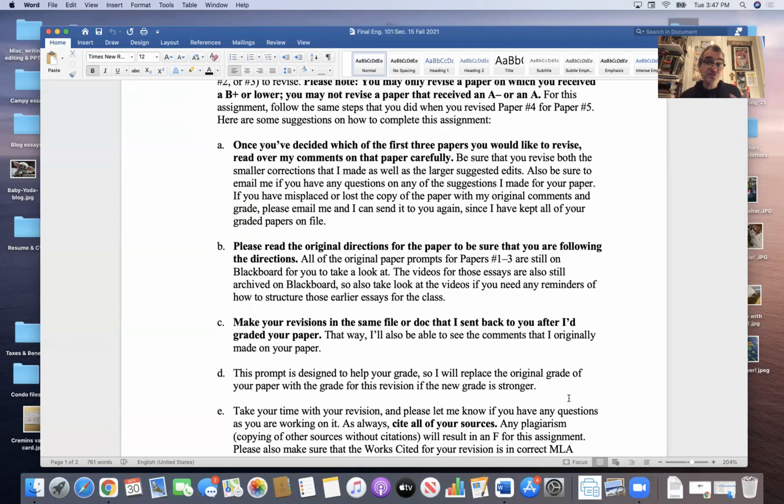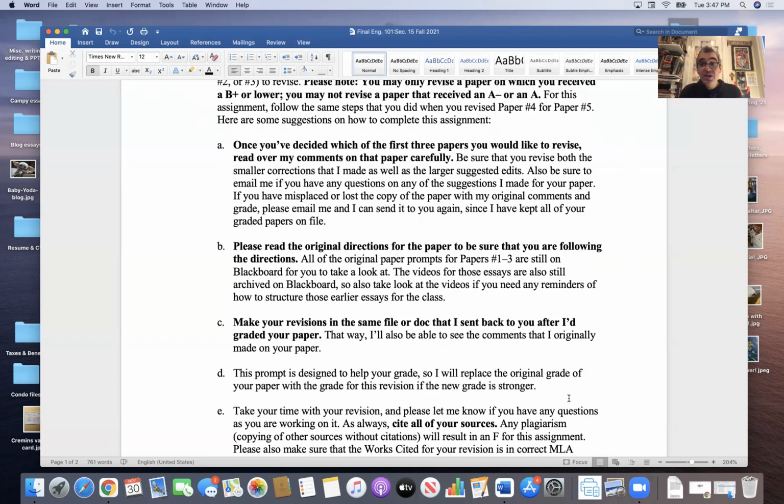Once you've decided which of the first 3 papers you think you want to revise, most people will pick their lowest grade, okay, if they choose this option. Read over my comments. So what did I suggest that you fix? Read all the comments. That includes all the sentence corrections that I would have made, and make sure that they're clear to you. If anything that I mentioned or suggested or edited a couple of months back for these papers isn't clear to you, then please let me know and I'll be happy to clarify it for you.